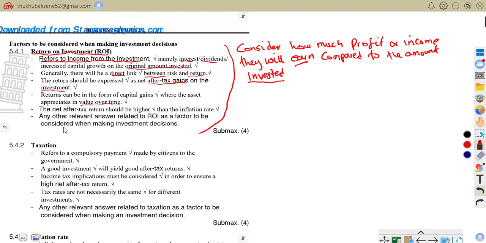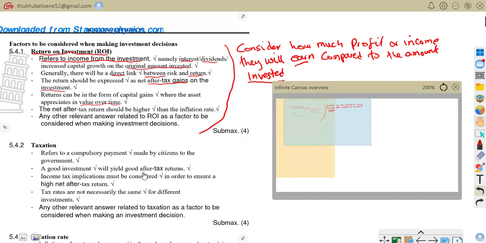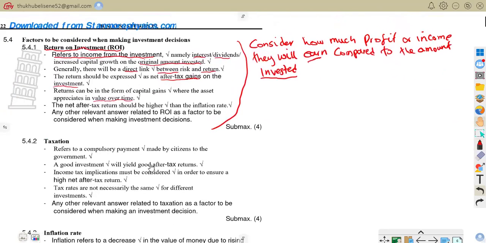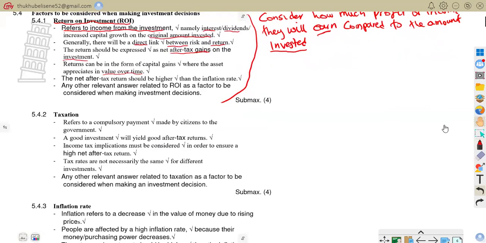So that is that. The net after tax return should be higher than the inflation rate. These are the answers that you are to give under the ROI, return on investment. Now let us move on to another factor, which is taxation.